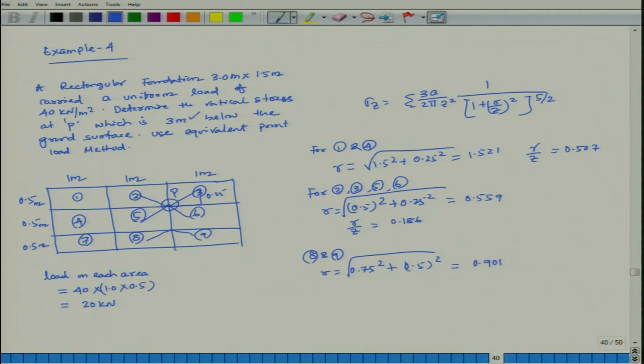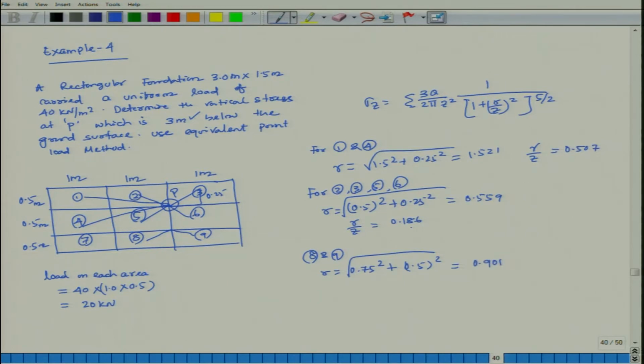Now, if you look at here, the load on each area is 20 kilonewton. For 1 and 4, I am joining here and here. For 1 and 4, this distance is 1 and this will be 0.5, hence 1.5 squared, and this distance is 0.25 squared, square root over, this will be 1.52. r by z is equal to 0.507. If this is my point P, from here to here, these are all the same.